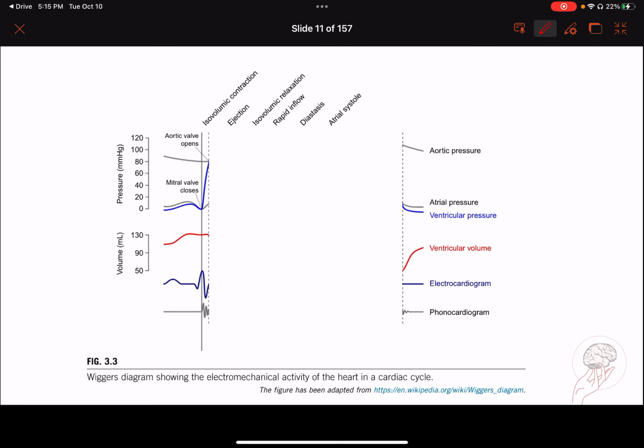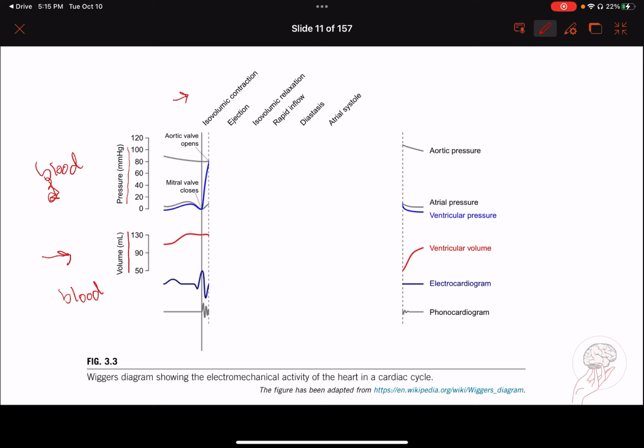So this was everyone's favorite slide from human physiology. Let's just walk through this first. First thing, let's look at our y-axis. We have volume, and this is probably blood volume. And we have pressure also. Oops, blood pressure.